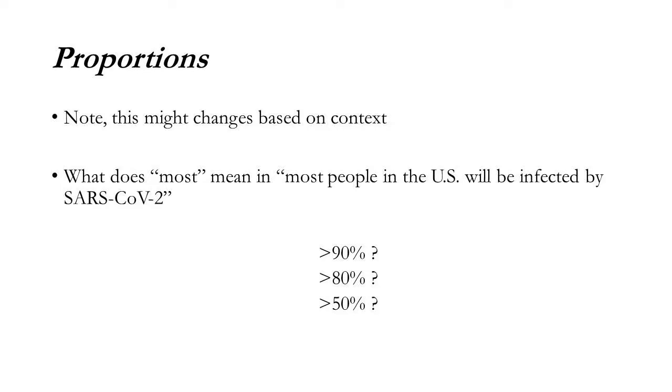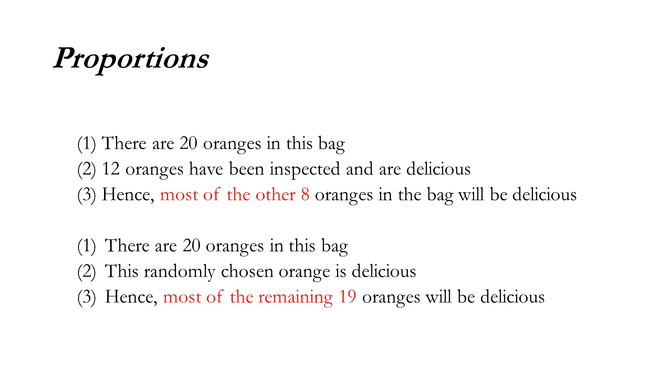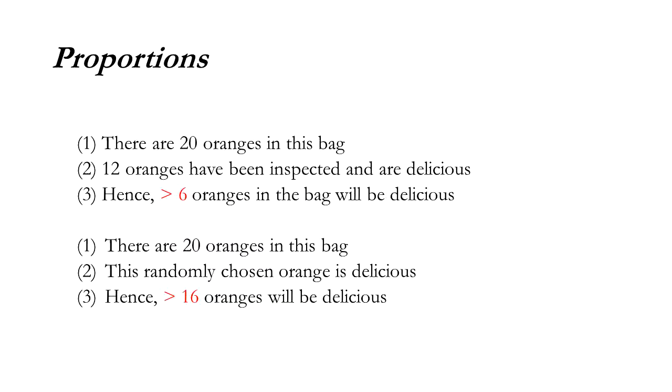Now, you can also think of other contexts not involving oranges. What does "most" mean in "most people in the U.S. will be infected by SARS-CoV-2"? Is it 90, 80, 50? So think about most of the other 8, most of the remaining 19. I just picked some specifications of the probability that seem plausible to me. Now, this might seem like a strong argument to you, or it might seem like a weak argument. In any event, this is a way to precisify what we mean by using probabilities and proportions.